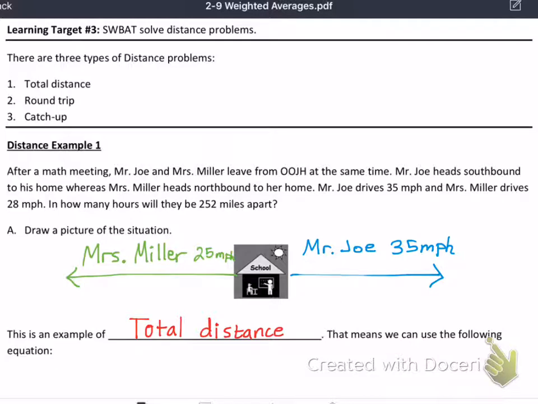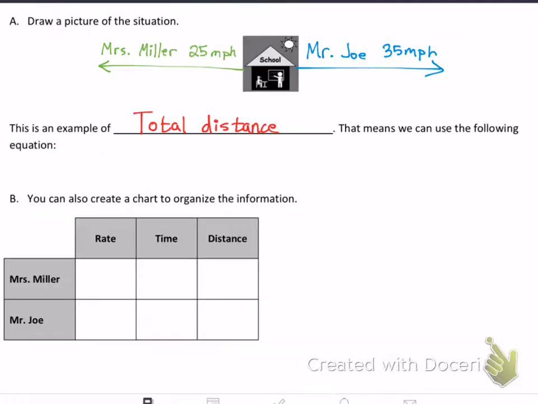So I'm going to scroll down a little bit so that we kind of continue on with our example here. Now, since it's a total distance, that means we know that the distance of the first person, distance 1, and the distance of the second person, when we add that together, is going to equal the total. Okay, so we know that we can use this. Now, you can create a table here to kind of organize your information.